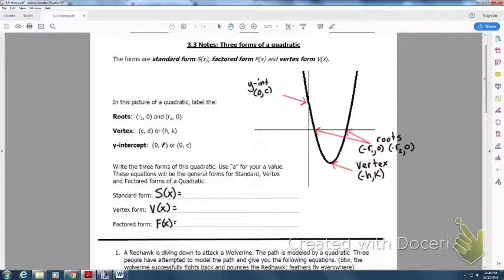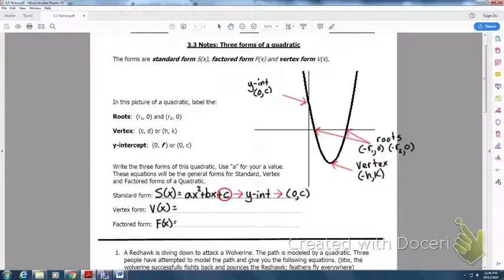Standard form is the form that you have seen the most and you will most likely continue to see the most. And it is just ax squared plus bx plus c. The piece of information you're going to get from that is your y-intercept, and that is the 0, comma, c. So whatever that number is at the very end of your equation, the one that won't have x on it, that's what your y-intercept is going to be.